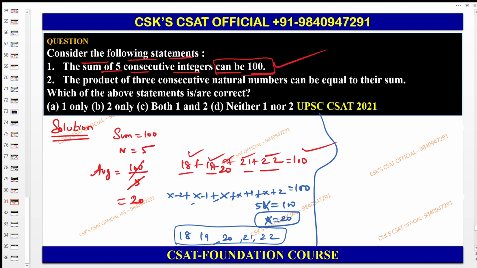Now let us move on with the second statement. The product of 3 consecutive natural numbers can be, so 1 into 2 into 3, which can be, let us take this as 6. So there, check here, the sum here also is 6. Yes, both are the same here. Can be means sufficient. 1 is sufficient. You do not check with any other number. 1 is sufficient. So therefore yes, this is also correct. So the answer for this question is both 1 and 2.